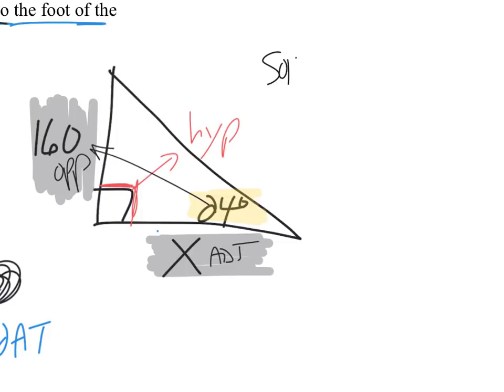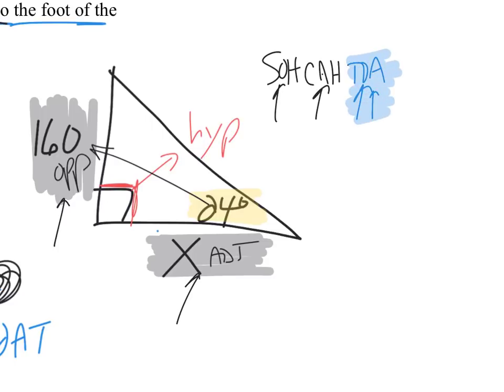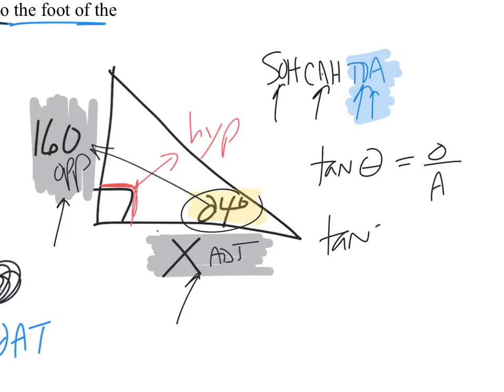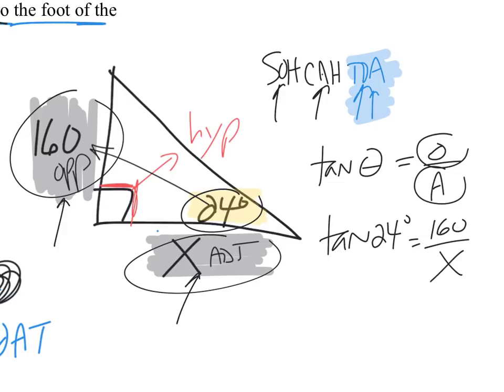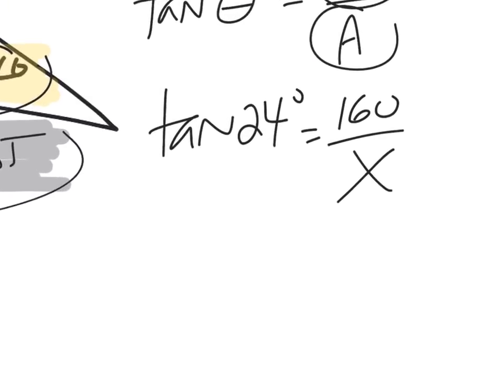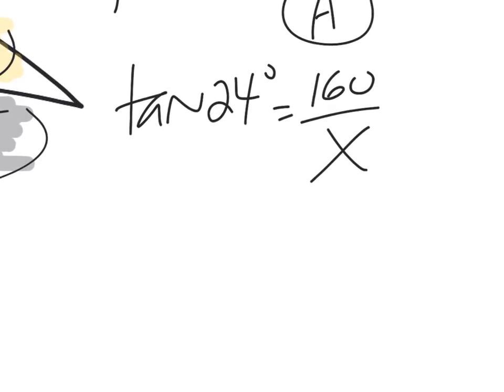So I'll write out my SOHCAHTOA and determine which of the 3 trig functions I'm using based on these active sides. I label the opposites, the adjacents, and this one is going to be an example of a tangent problem. So I'm going to write out the rule. The tangent of theta, the tangent of the angle, equals opposite over adjacent. So the angle is 24. That equals the opposite, which is 160, over the adjacent, which is x. So this is the equation that I'm using to solve. Tangent of 24 equals 160 over x.